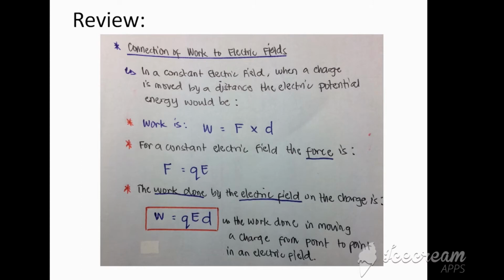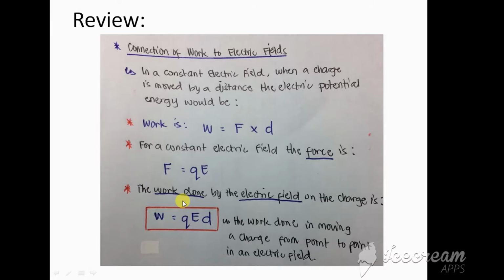But before we proceed further to electric potential energy, let's see first the connection of work to electric fields. Now, in a constant electric field, when a charge is moved by a distance, the electric potential energy would be like this. Work, again, the formula is equal to force times distance. And for a constant electric field, the force is equal to charge times the electric field intensity.